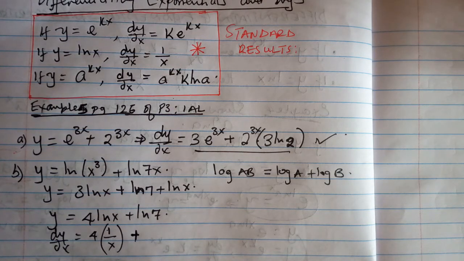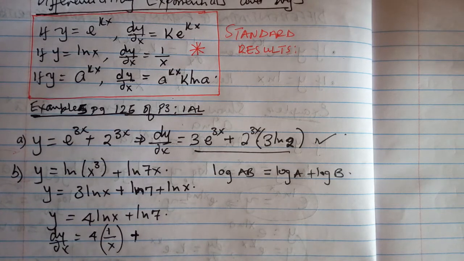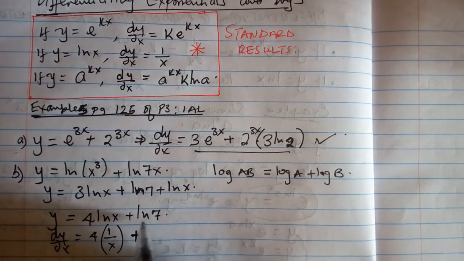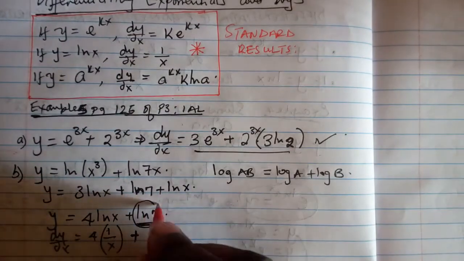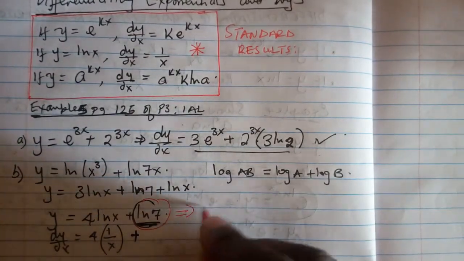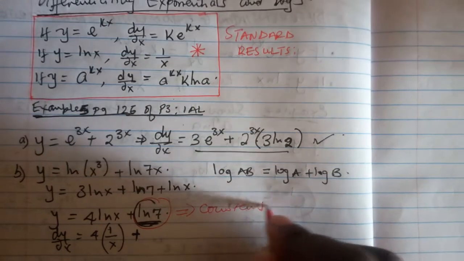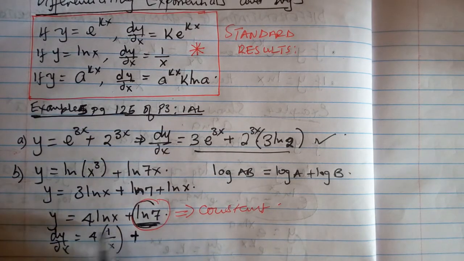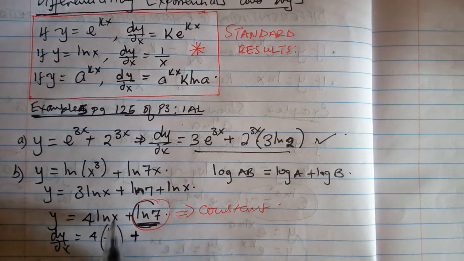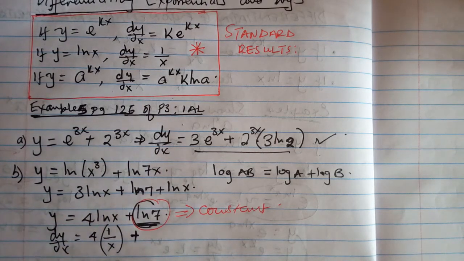ln 7 is a constant, so it disappears when you differentiate. Because ln 7 is a constant, you treat it like a constant, and once you differentiate a constant, of course it disappears. But the reason ln x has a differential of 1 over x is because x itself is a variable, not a constant.